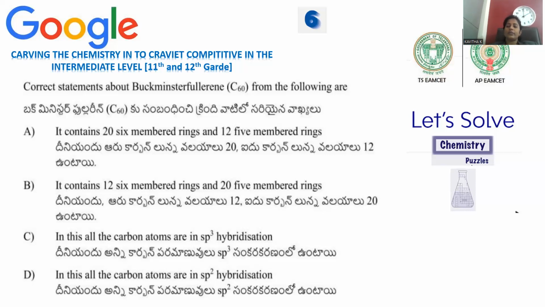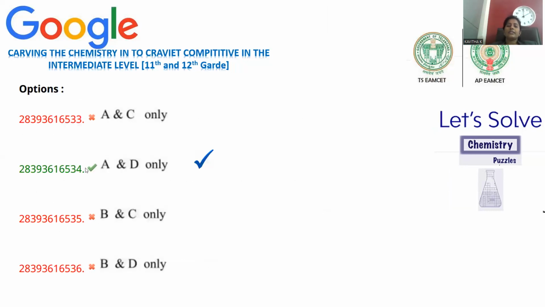This is the correct one. So we can say option A is correct, option D is also correct, and B, C are wrong. Let's see how we can explain this.